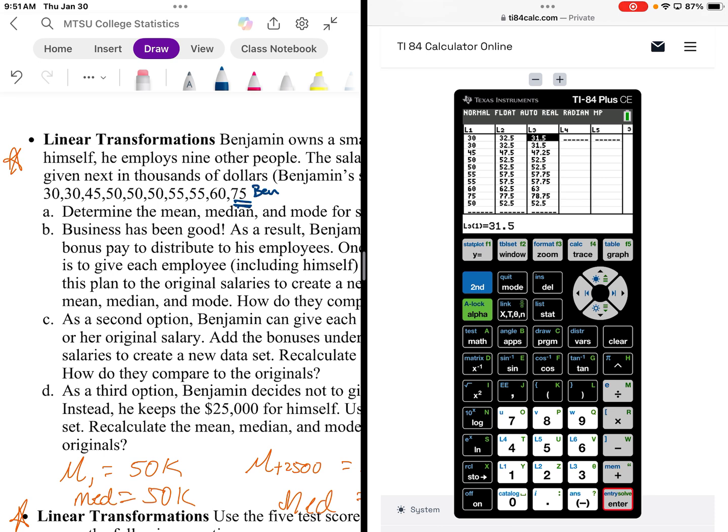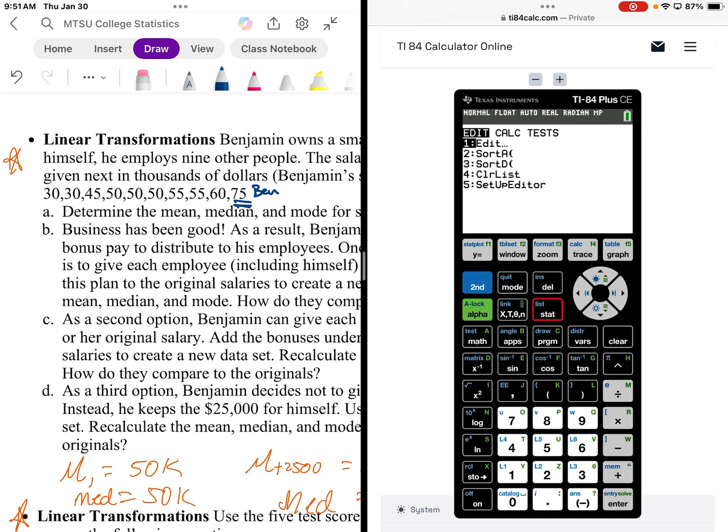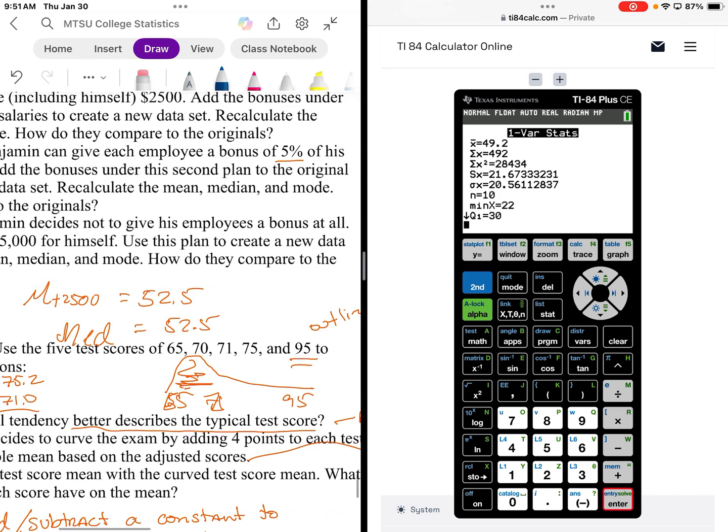With that in mind, in column 4, I'm just going to restart copying down 30 and 30 and 45 and 50 and 50 and 55 and 55 and 60. There's my 100. And then we go back down to 50. Then I do a 1 var stat on the last column. I'm going to change it to column 4. That's what's nice about using spreadsheets and so forth. It allows you to look at things a little bit better.